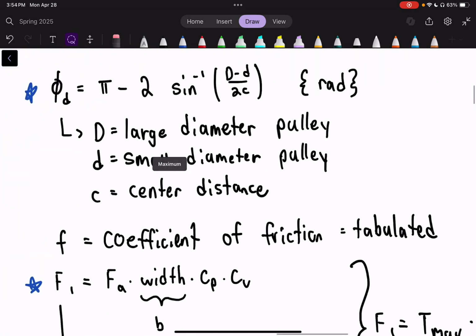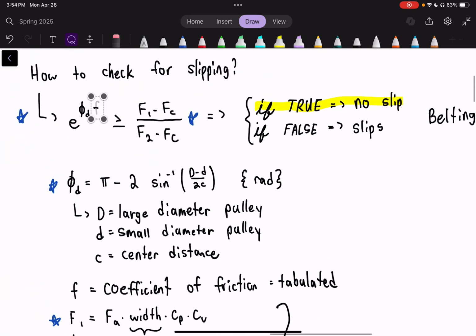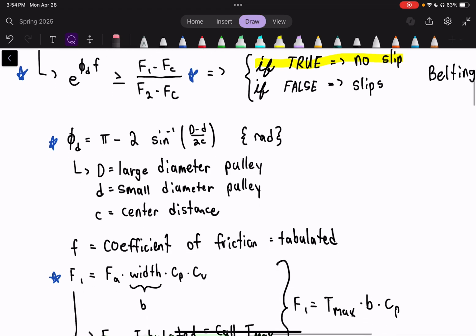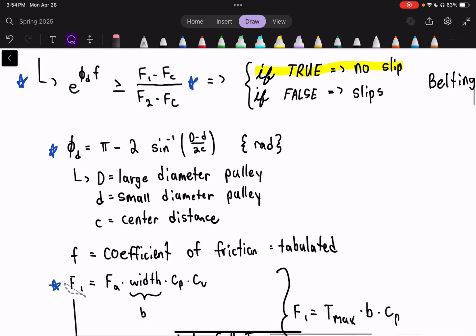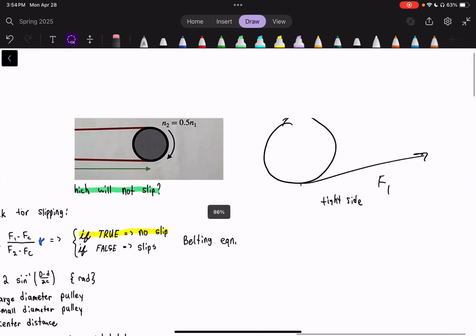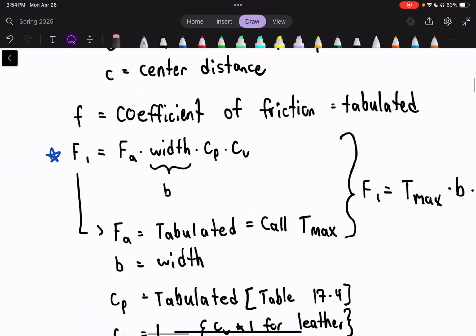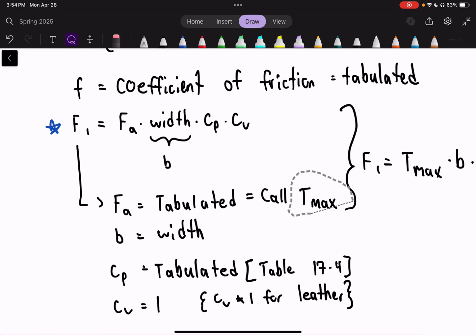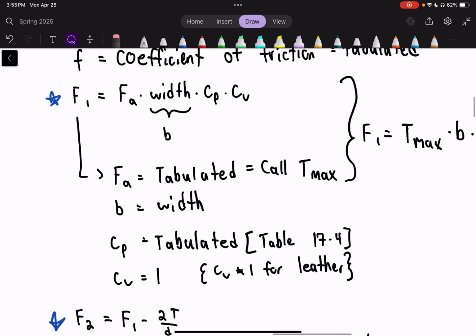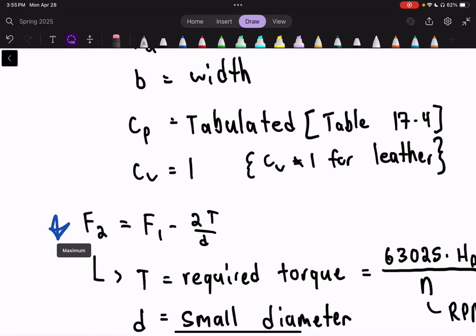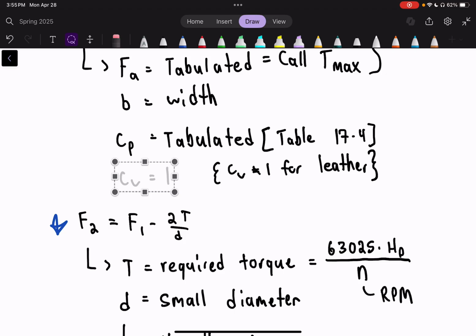So the next value we have here is this f, which is the coefficient of friction, which is tabulated. The force F1 is this force on the tension side, which happens to be on the bottom in this case. And it is going to be equal to this Fa times the width and these correction factors, where Fa is tabulated, which we're going to call at that max T, and b is considered to be the width, Cp is tabulated, and Cv is going to be equal to 1, where it is 1 for everything except for leather in this case.